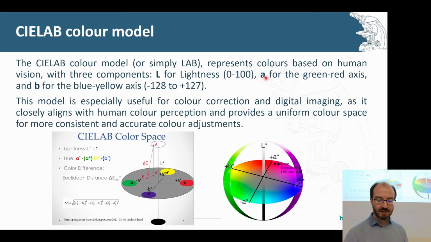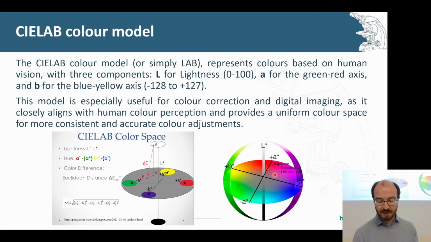Then we've got 2 orthogonal axes, and the A axis corresponds to the green-red axis. So you can see there, maybe this is better. If I move along this A axis, I transition from green all the way to red in a continuous way. And the B axis corresponds to a blue-yellow axis where I can change from one to the other.